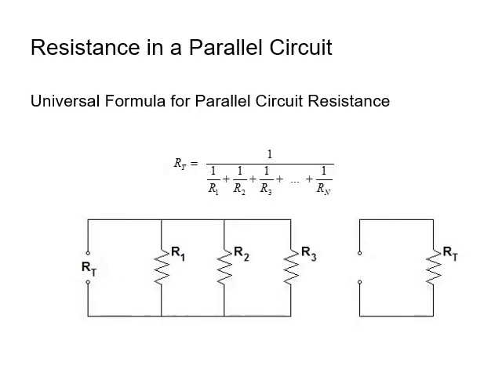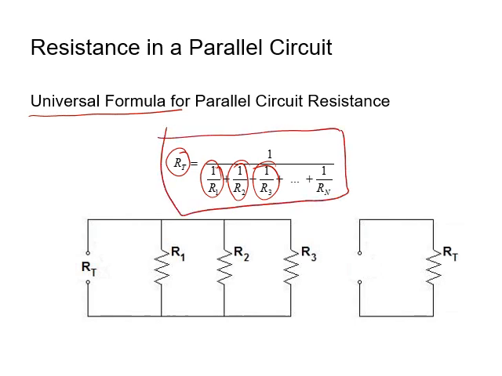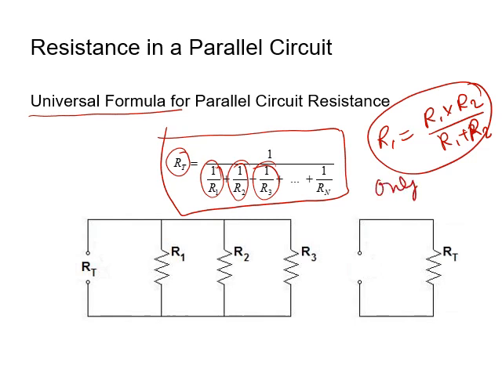Okay, so this is the universal formula for resistors in parallel. The product over sum rule is derived from this one, where 1 over R total is equal to 1 over R1 plus 1 over R2 plus 1 over R3. This is a formula that you can use in case you have, I don't know, 10 resistors, whatever number of resistors, that formula would always work. But the product over sum rule, which is R total equals R1 times R2 divided by R1 plus R2, only works for 2 resistors.